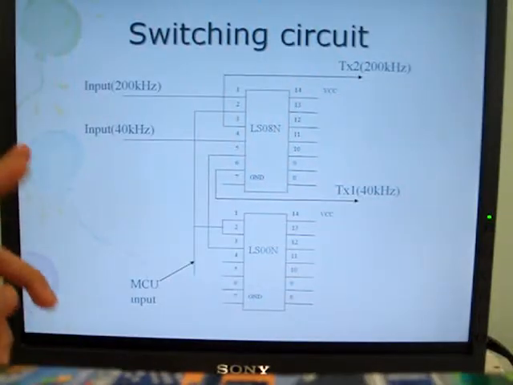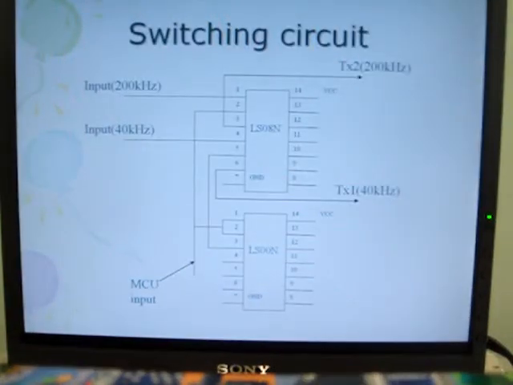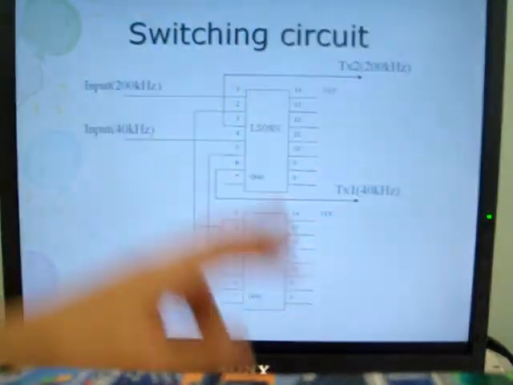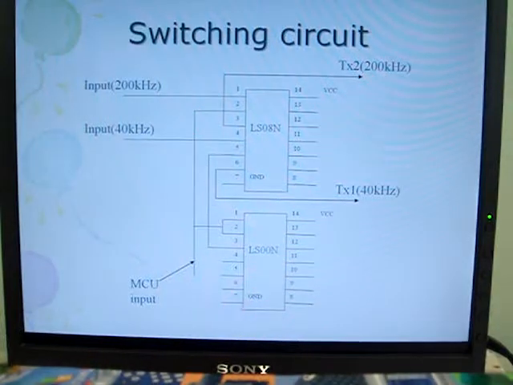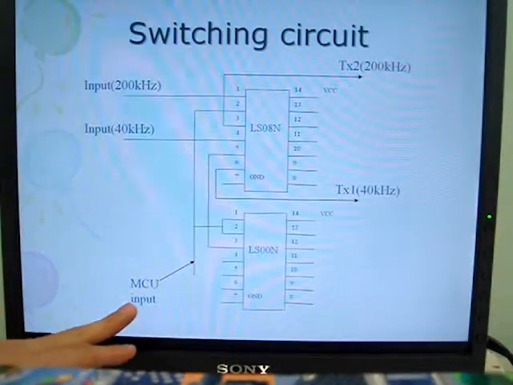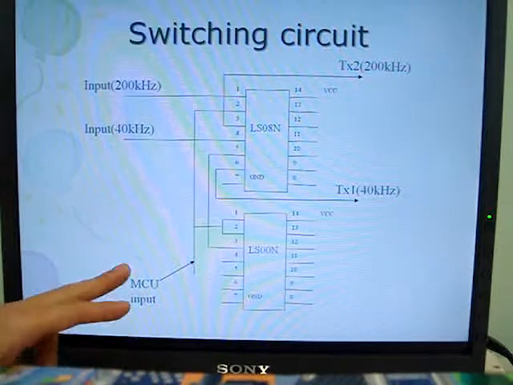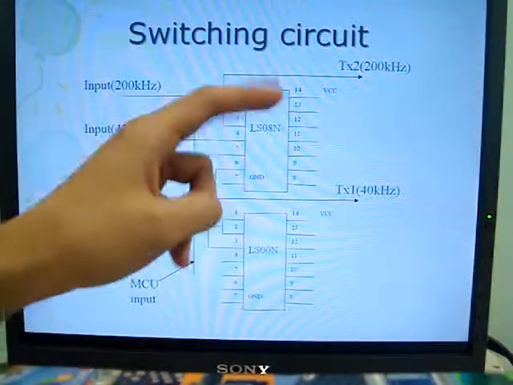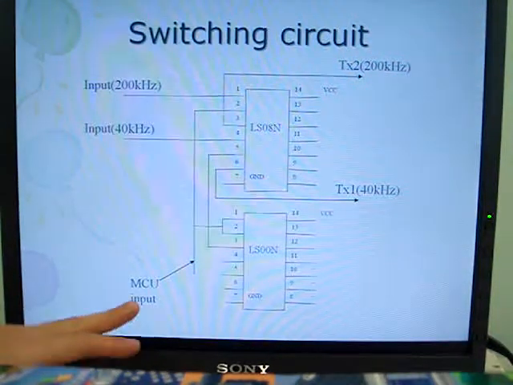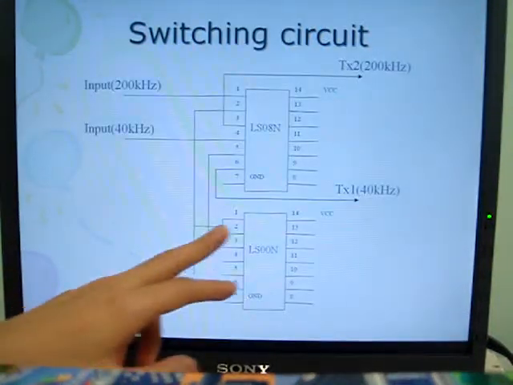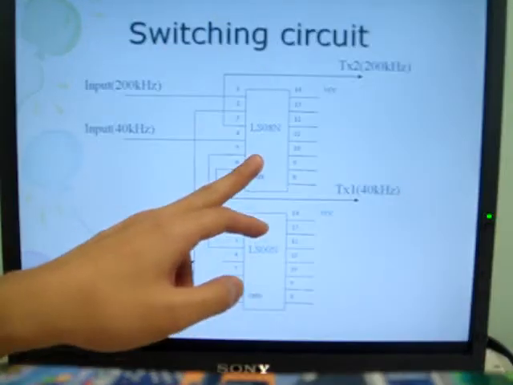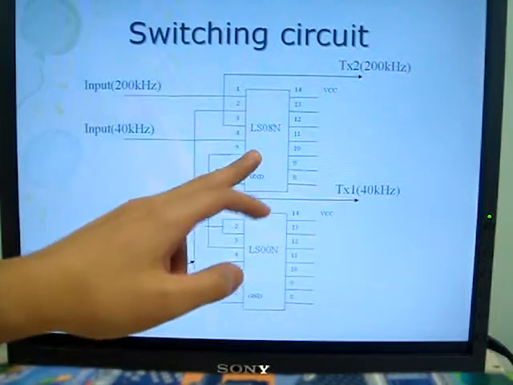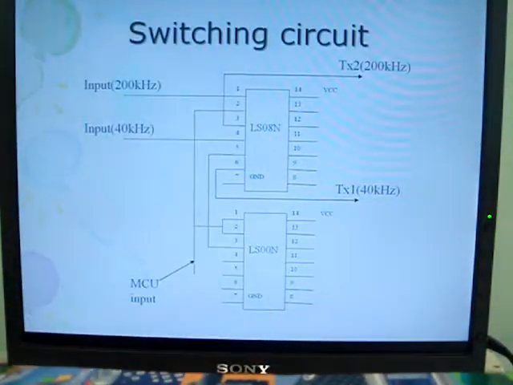Finally, we need a switching circuit to switch the output. It consists of 2 AND gates and 1 NAND gate. We can see that if the MCU input is 1, it will enable the upper AND gate, and if the MCU input is 0, it passes through the NAND gate, so that it will enable the lower AND gate, so that we can switch the circuit.